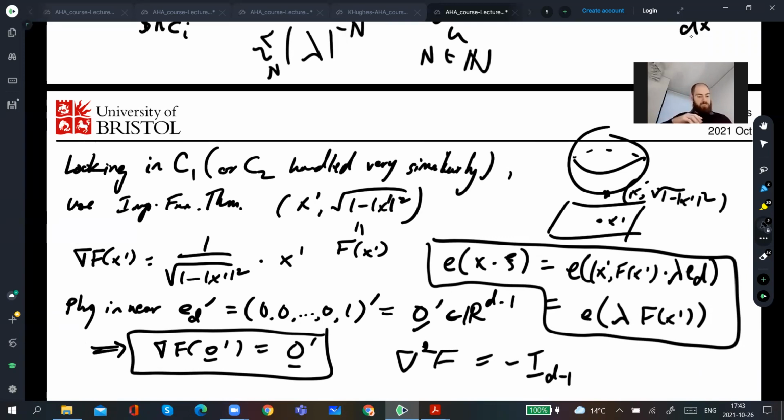Which means that we have the stationary point, or in other words a critical point of f, and it is non-degenerate. This Hessian has no zeros inside this little chart about the North Pole, or about the South Pole.